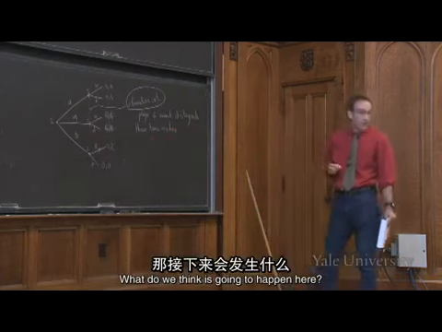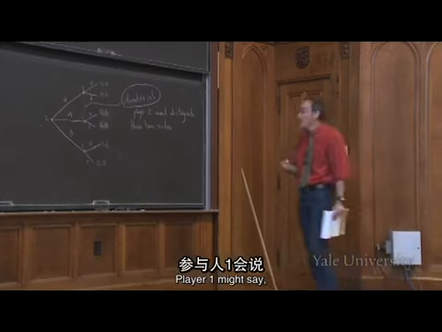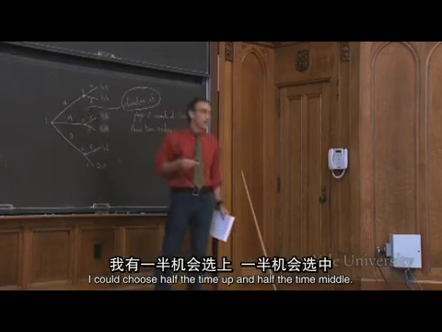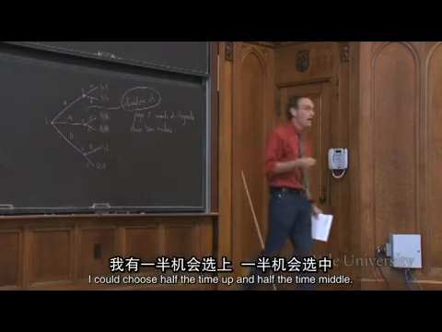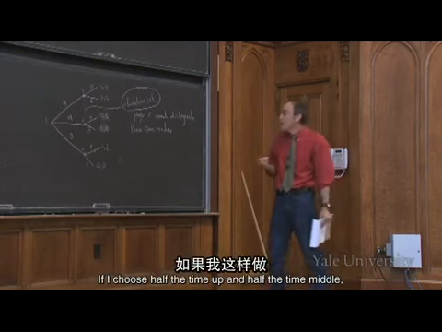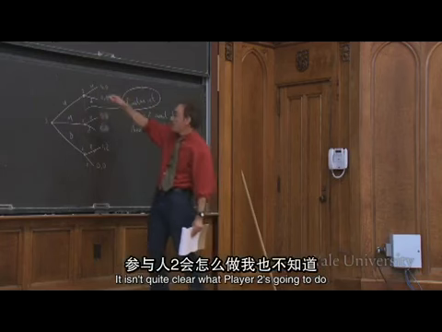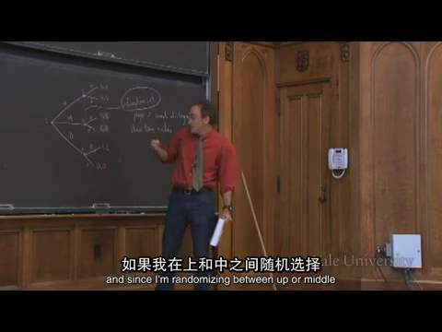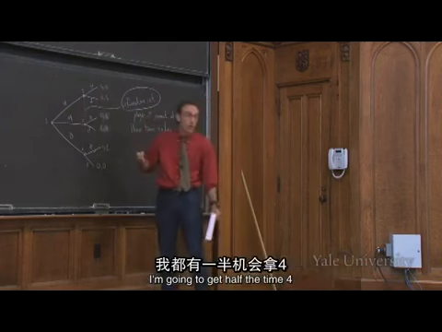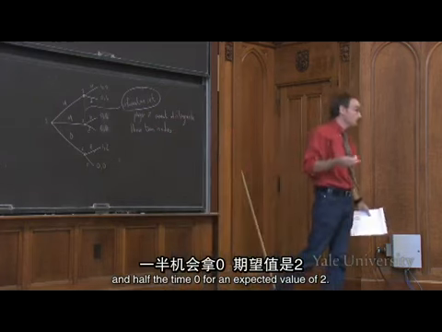What do we think is going to happen here? Well, we don't know, but let me give a suggestion. Player 1 might say, hey, I could randomize between up and middle. I could choose half the time up and half the time middle. Then player 2 isn't going to know, in general, what I've done. It isn't quite clear what player 2 is going to do. And since I'm randomizing between up or middle, whatever player 2 does, I'm going to get half the time 4 and half the time 0, for an expected value of 2.